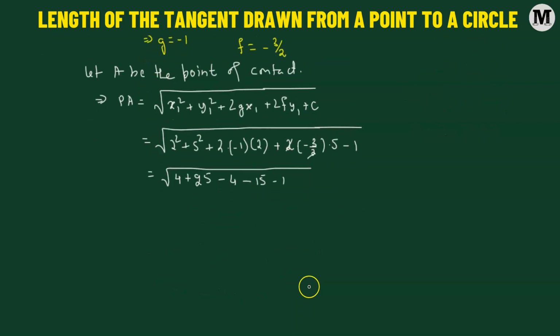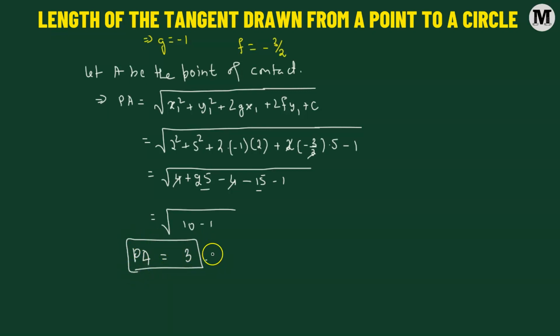So let's compute the value. This will be equal to the square root of, so 4 and negative 4 cancel out. 25 minus 15, that's 10. 10 minus 1, so that's going to be 9, which is going to give us a value 3. So that means the length of the tangent is going to be 3 units. So let's go to the next problem.